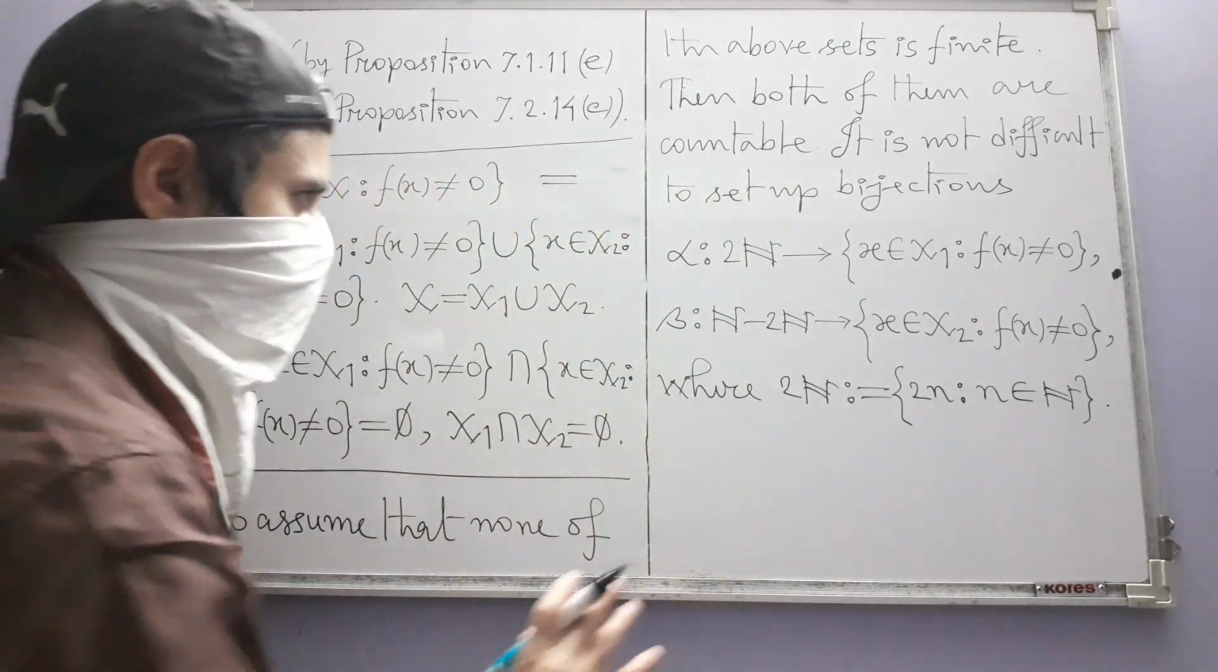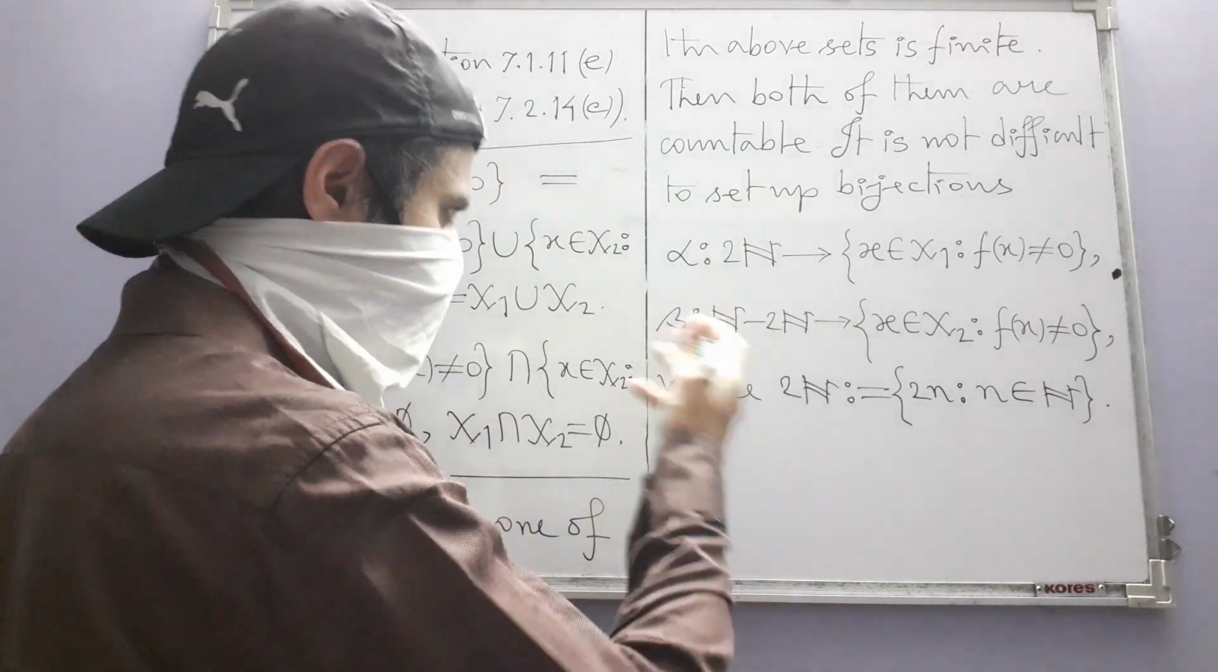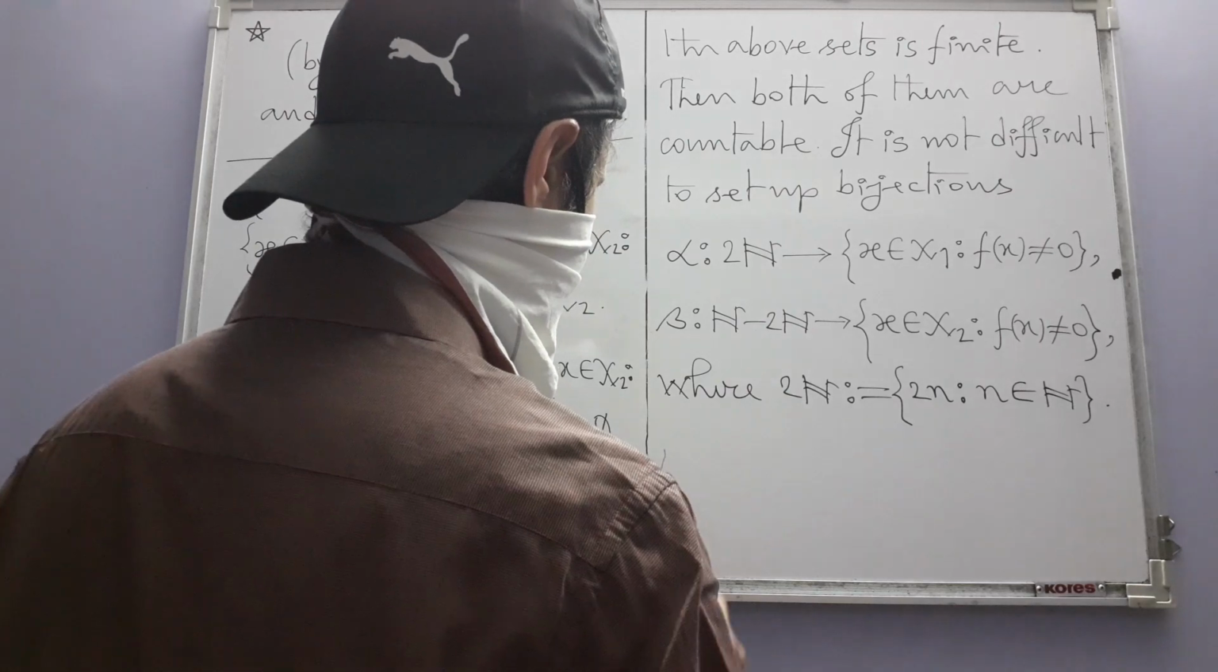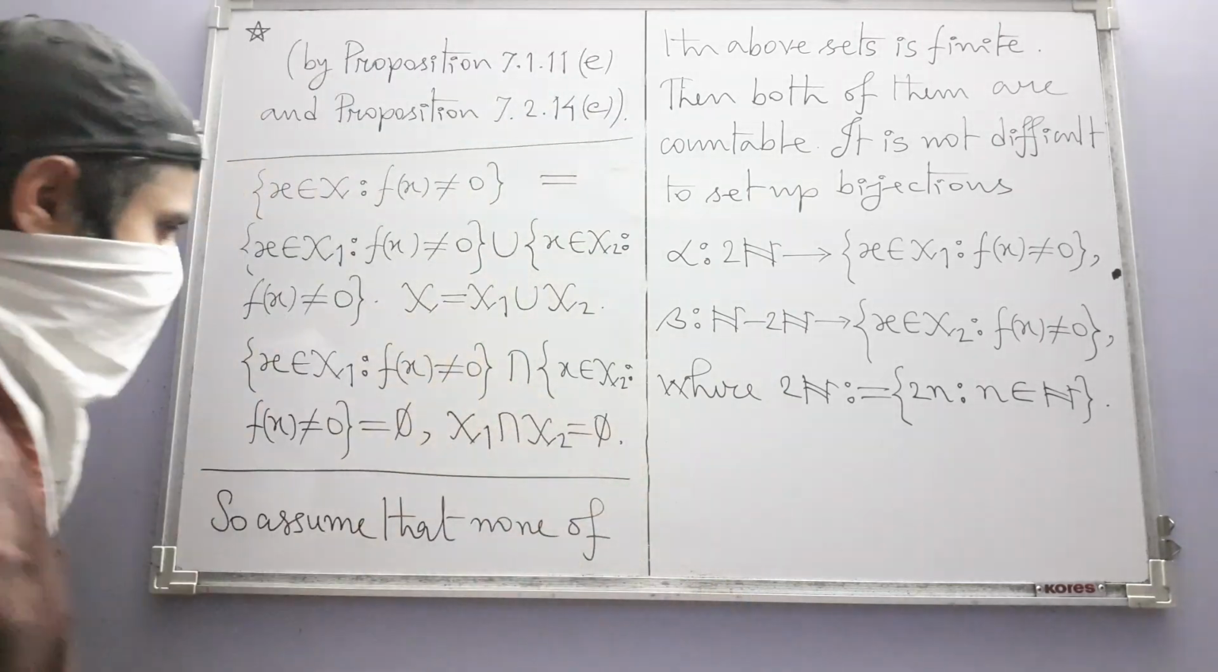Now let's come to the question of how one can be sure that such bijections exist. The thing is, let me show it here.